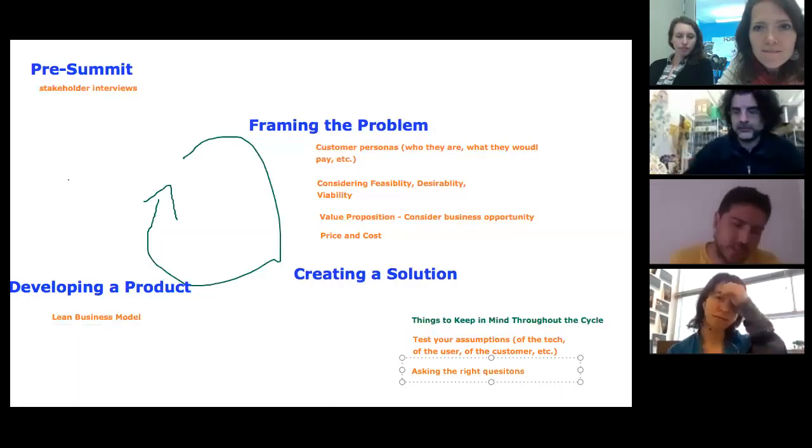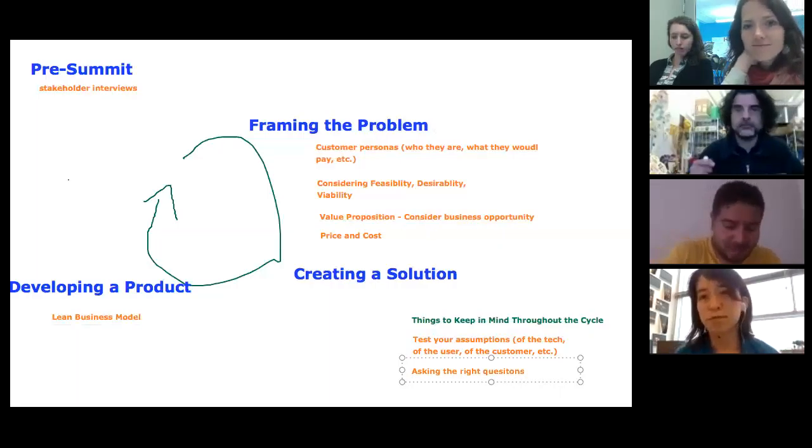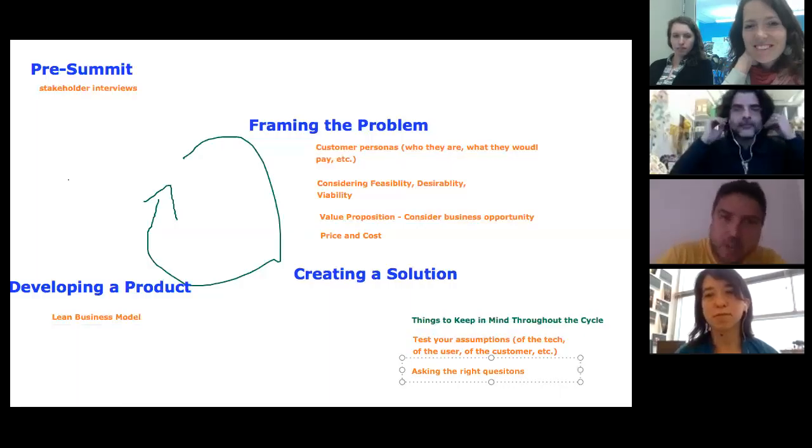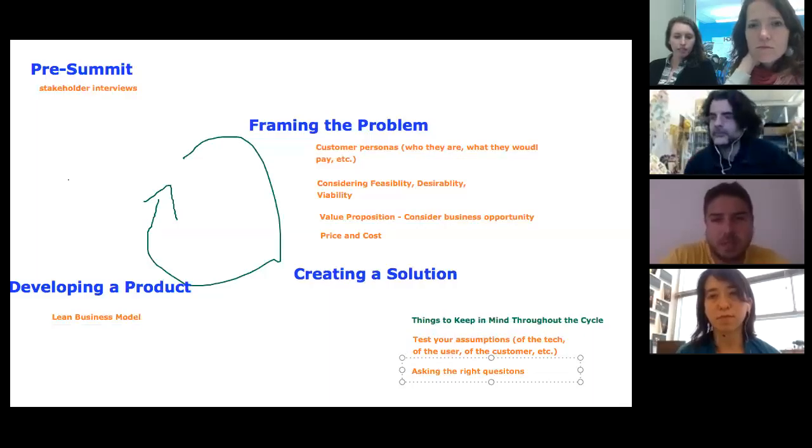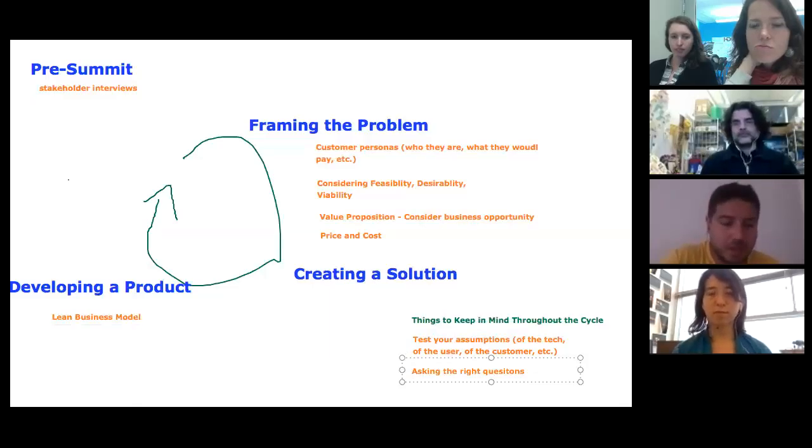Yeah, I would love to add something. Thanks for the time for that. The thing that I want to add is about the process to get all this information. I know that's really important to get, for example, the model, customer personas, feasibility, desirability, viability, value proposition, pricing, cost. All these are really variable. It's good to have an idea what you're going to do. But at the same level, what's really important is how you're going to get that information.